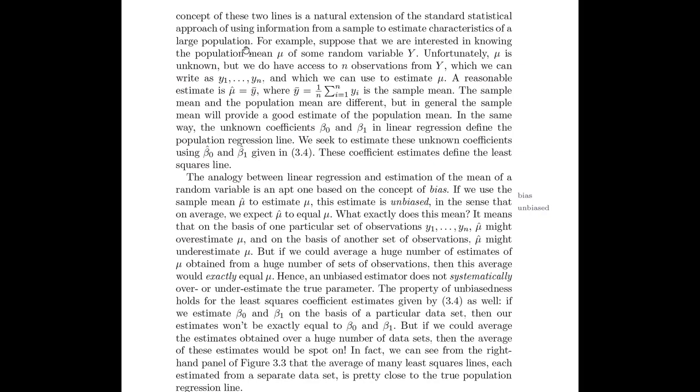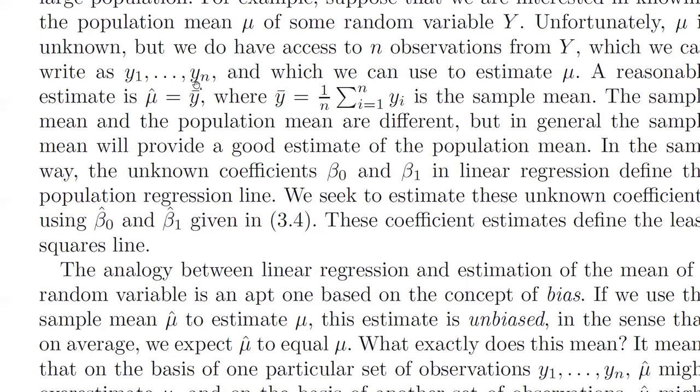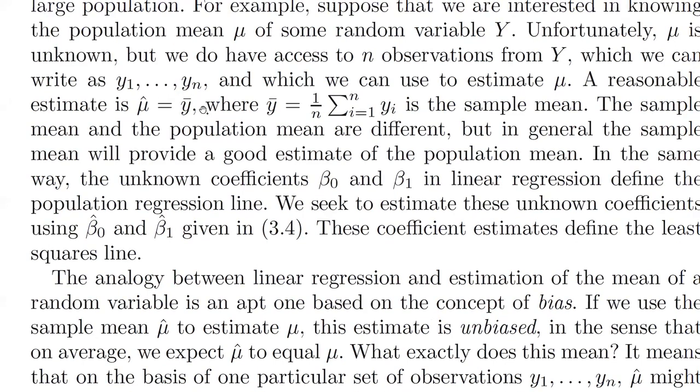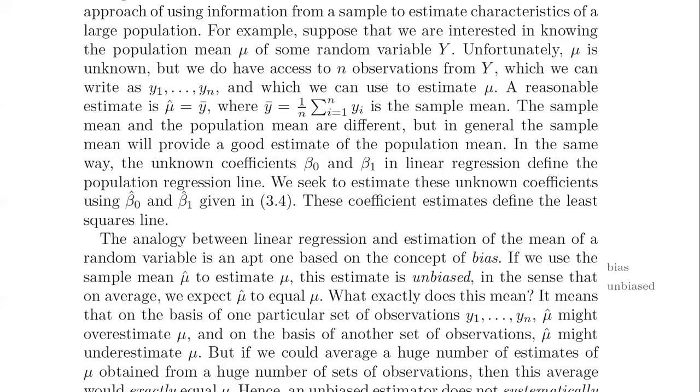Going back to the book, for example, suppose that we are interested in knowing the population mean. Mean means just average, and this is standard notation, mu, just letter M, right, for mean, Greek alphabet, of some random variable y. Unfortunately, mu is unknown, but we do have access to n observations from y, which we can write as y1 until yn. Notice we're not mentioning x's. We're not talking about a relationship over here.